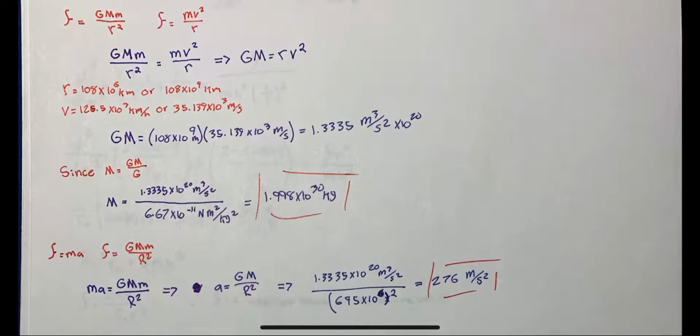And since big M is equal to GM over G, we can solve for M and get 1.998 times 10 to the 30th kilograms for the mass of the sun. And since force is equal to ma and force is equal to G big M little m over r squared, we can combine those two equations to solve for the acceleration at the surface of the sun. Plugging in our knowns, we get about 276 meters per second squared.